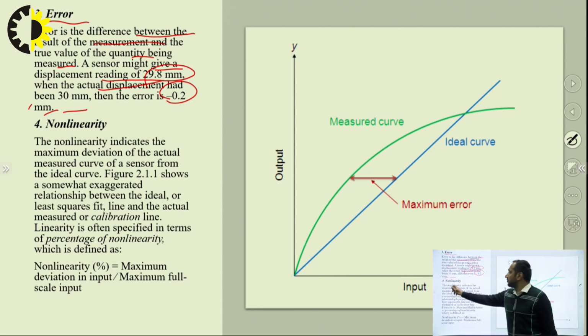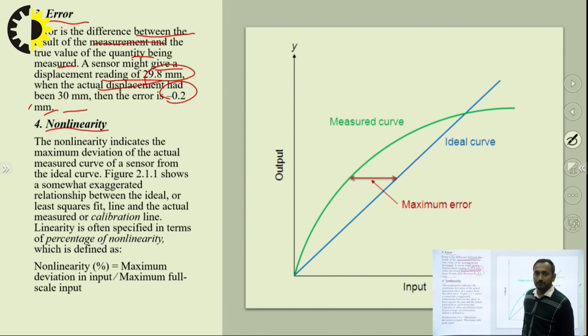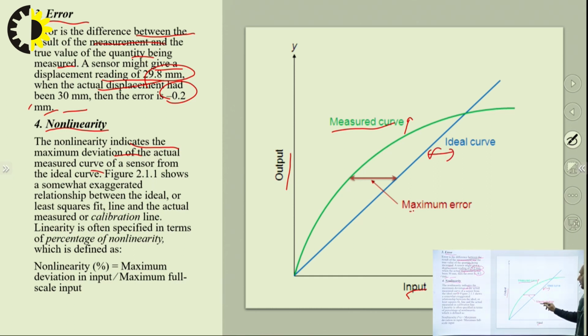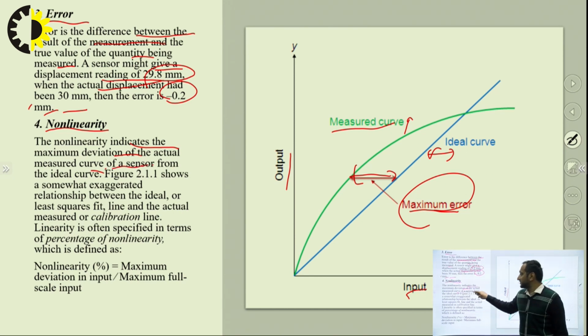Now next comes non-linearity, number 4. Non-linearity indicates the maximum deviation of the actual measurement curve. Maximum deviation of the actual measurement curve. So suppose this is the input and output relation. If I want to show the non-linearity with the help of this graph, this is the measurement curve and this is the ideal curve. Now the maximum deviation between the ideal curve and the measurement curve is the maximum error, that is known as the non-linearity of the actual measurement curve of the sensor from the ideal curve.